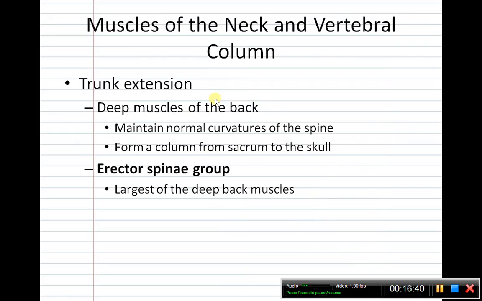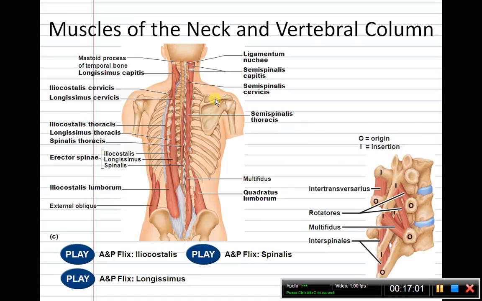The back muscles are very intricate, and there are a lot of them, but I'm not going to expect you to know every one of the names. The major group is called the erector spinae group. If you look at what it does, what do you think it's going to do? Erector is telling you it's going to make you stand up straight, right? So it's going to erect the spine and pull it straight up.